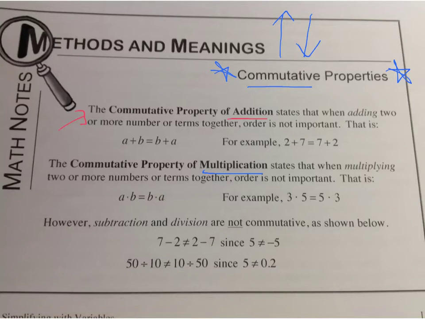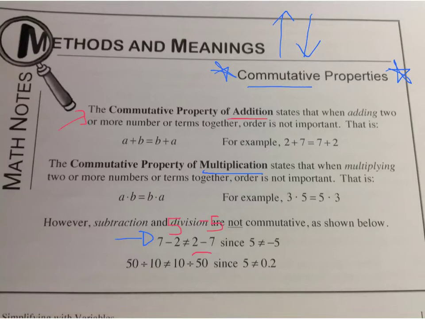Now, you guys should know this. Do you think subtraction is commutative? What about division? Well, let's look at this example right here. It says 7 minus 2. I know 7 take away 2 is 5, so I'll write that above there. Then it says 2 minus 7. Well, that's negative 5, so I don't get the same answer. So subtraction is not commutative.